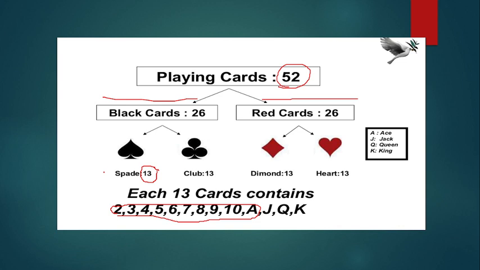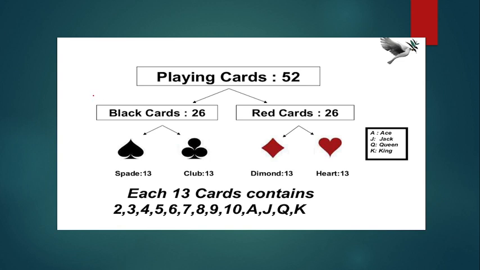Aside from number cards, we also have face cards. Face cards are the Jack, Queen, and King, because they contain faces in the card. So in total, in a suit there are 13 cards. We have four suits, so 13 cards in one suit times four gives us 52. In this kind of set, we are going to try to find the probability of something with regards to playing cards. So let's try.